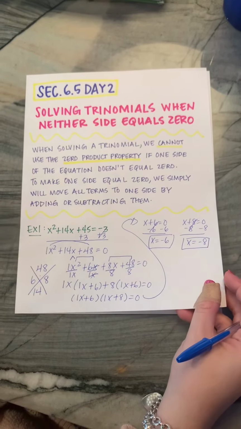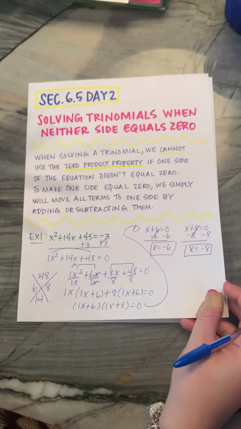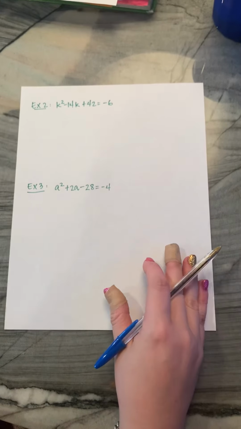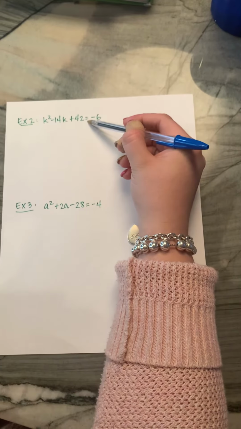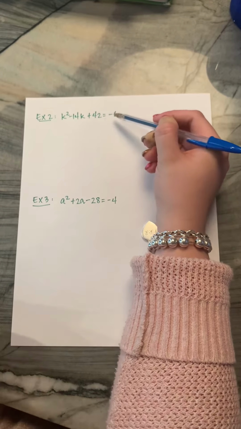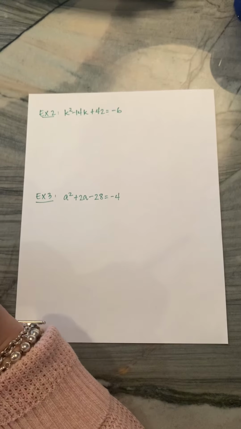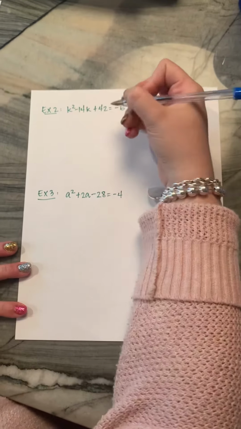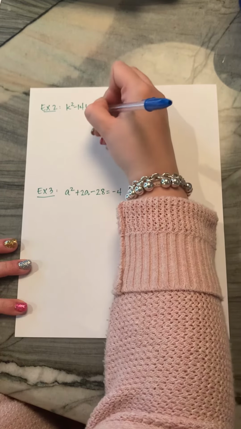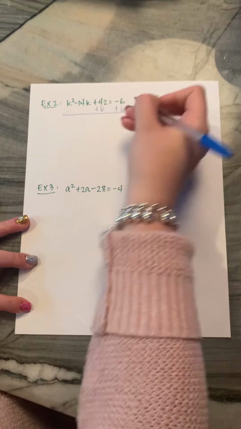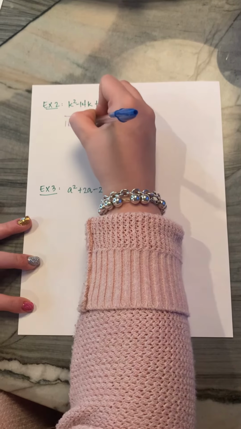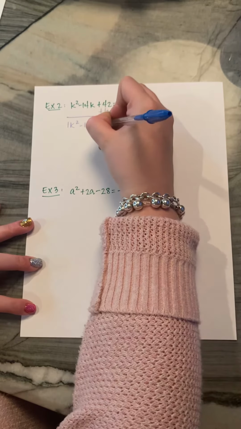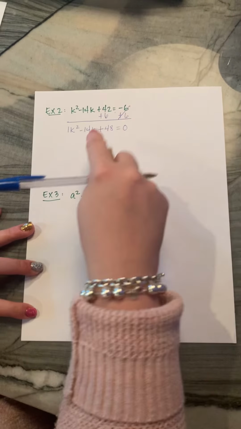Let's do a couple more examples just to make sure we really get how we're moving over, and then we're just factoring like normal. So in example 2, this time we're using the variable k, so nothing changes even though the letter is different, and we have a -6 over here. So to get rid of a -6, we're going to add 6. And we'll be left with 1k squared minus 14k, and then 42 plus 8 is 48.